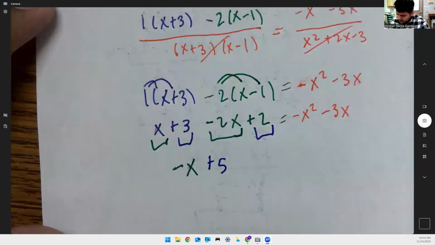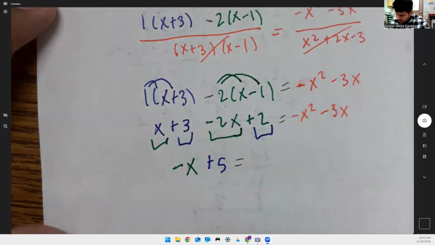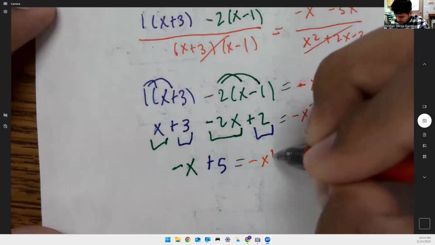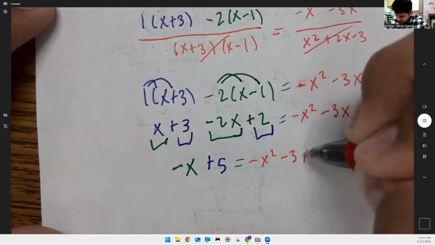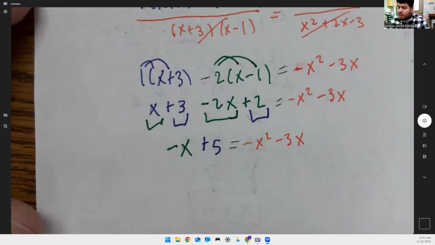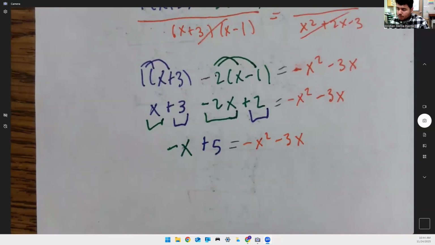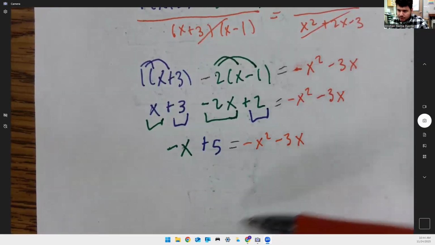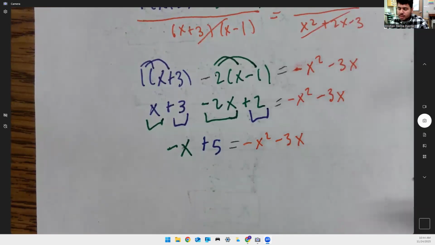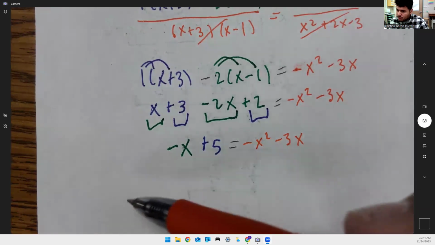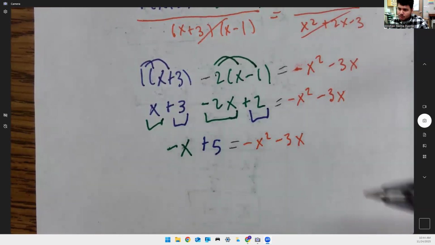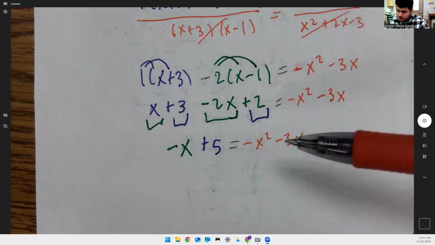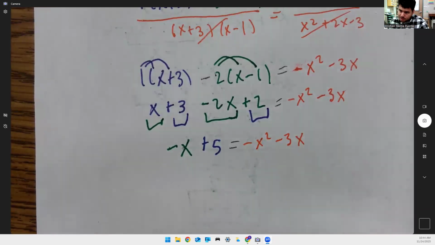And that's going to equal negative x squared minus 3x. Now we want to move everything to the positive side. We want wherever the positive x squared is. So we don't have a positive x squared on the left. We don't have a positive x squared on the right. So we just need to make sure that there is no negative x squared. So we don't have a negative x squared on the left, but we do have one on the right. So we're going to move everything to the opposite, which is the left side. So since you have a negative x squared on the right side, we're moving everything to the left side.